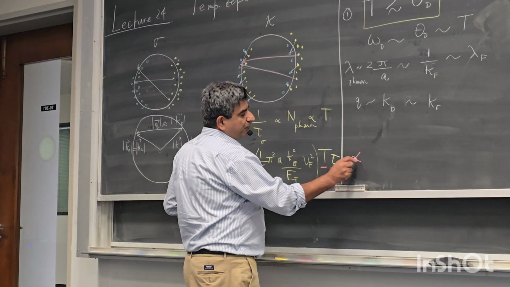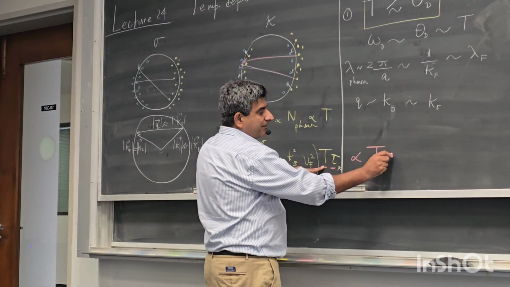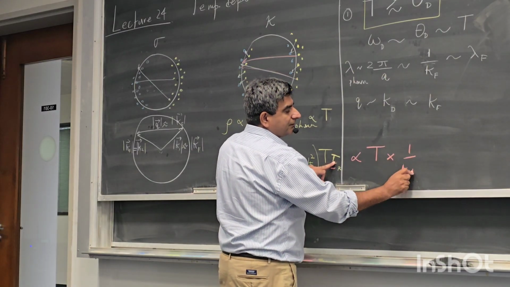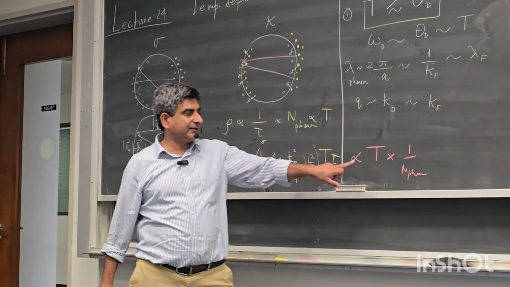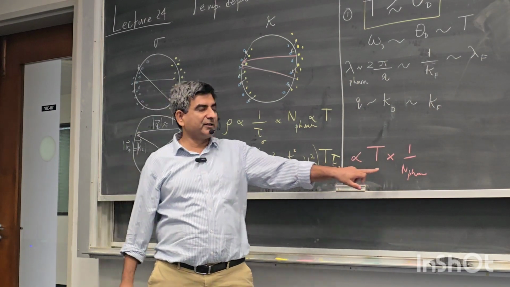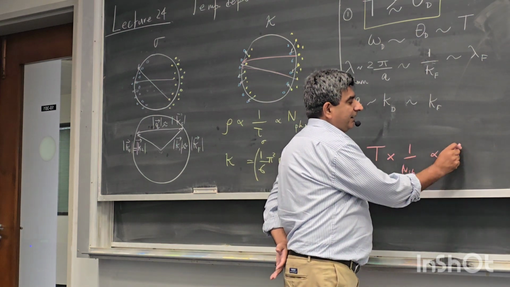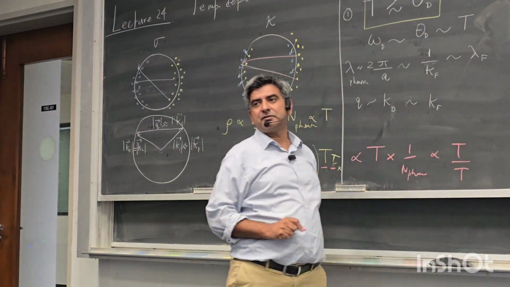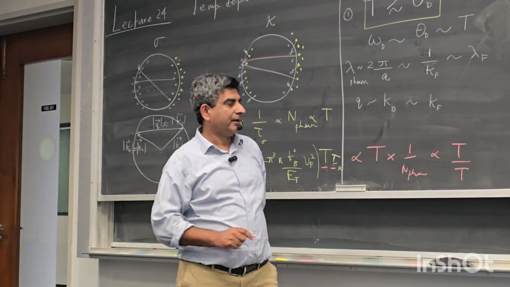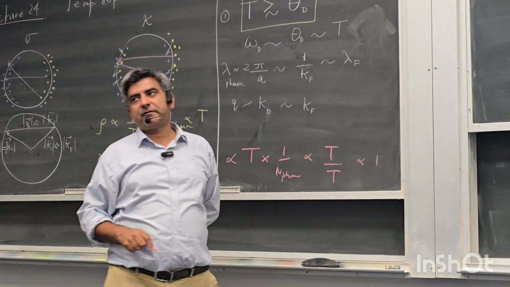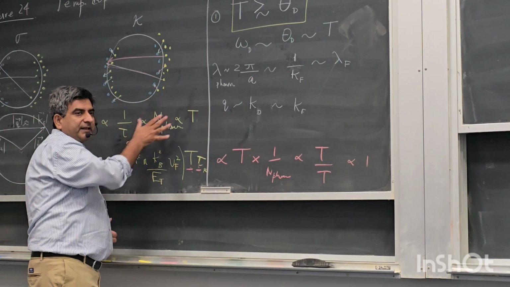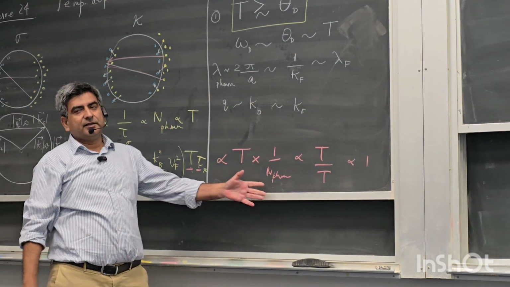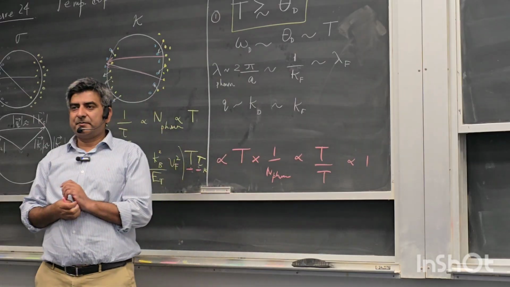So overall, this is proportional to the temperature multiplied by 1 over the number of phonons. Correct? Because tau is proportional to 1 over the number of phonons. Higher the number of phonons, smaller the scattering time. Now the number of phonons at high temperatures is proportional to temperature. So the conductivity turns out to be independent of temperature. The thermal conductivity is independent of temperature at large temperatures. So even though the electrical conductivity goes up, this transport property is dependent on temperature, varies linearly. The thermal conductivity kind of plateaus off at large temperatures.